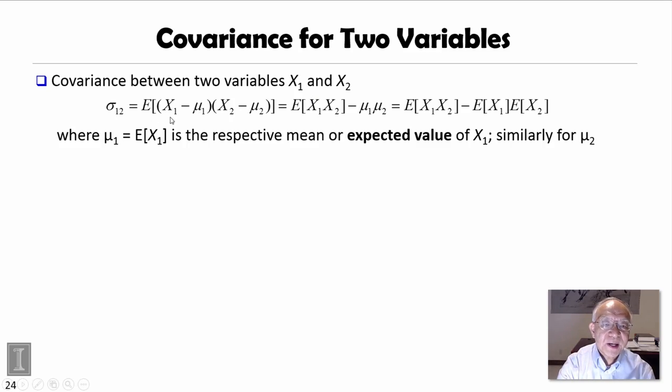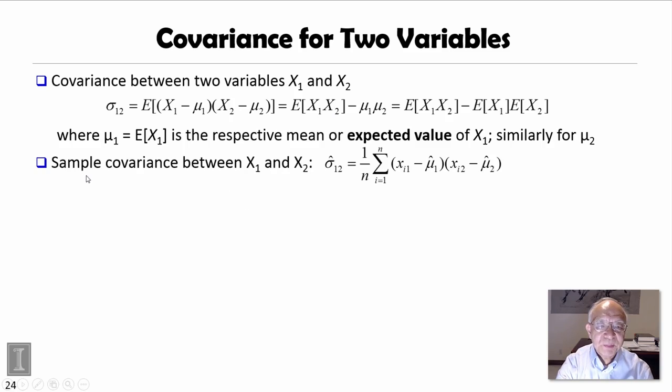The original definition is the expectation of x1 minus mu1 times x2 minus mu2. We want to see x1's difference from its mean value, and x2's difference from x2's mean value or expected value. Then we look at their expectation. Mathematically, we can also transform this into this form.